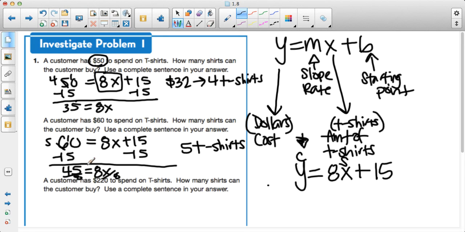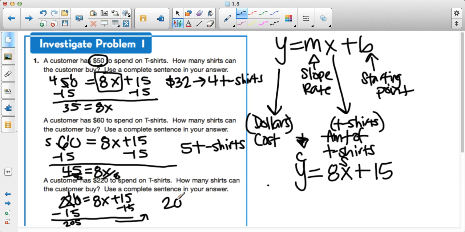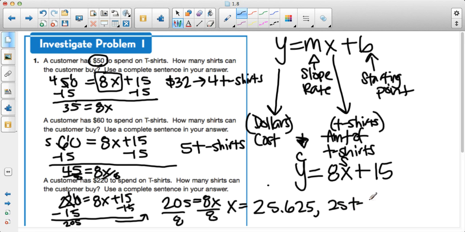And the last one is 220 equals 8x plus 15. Subtract 15 both sides. I'm going to write this over here because I can't really see it. More on the floor, I have to borrow from next door. 10 minus 5 is 5. 1 minus 1 is 0. 2 minus nothing is 2. 205 equals 8x. If I divide both sides by 8, x is going to be about 25.625. So that means I can only buy 25 t-shirts.